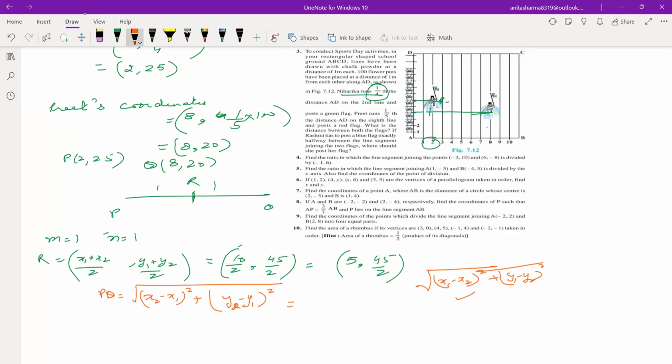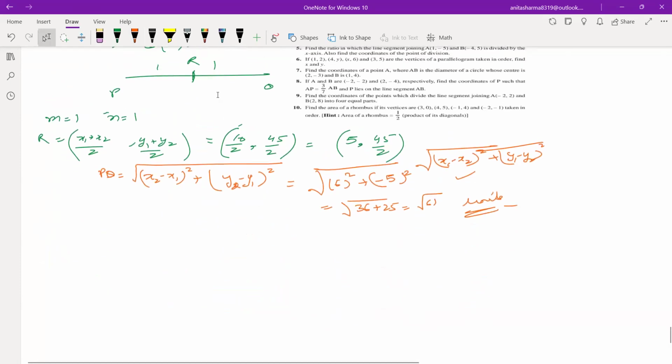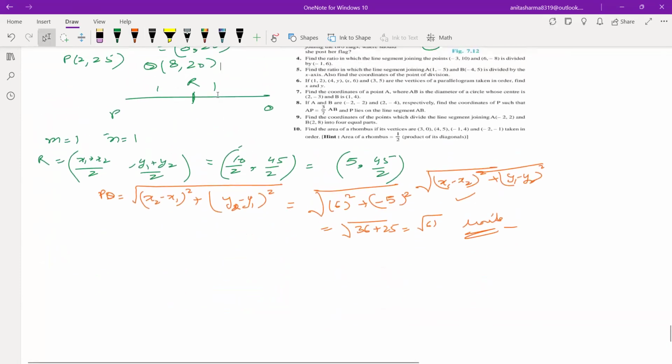Okay, so it will be 8 minus 2, 6 square, plus 20 minus 5, 15 square. So 36 plus 225. So root 261 units. Fine, children? Understood, children? Yes, ma'am.